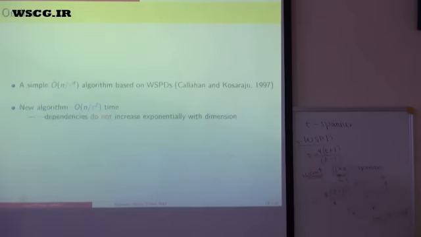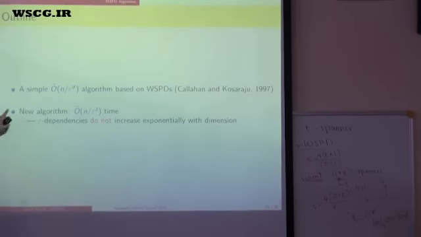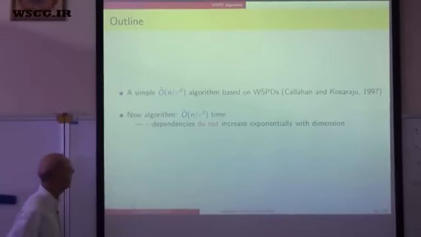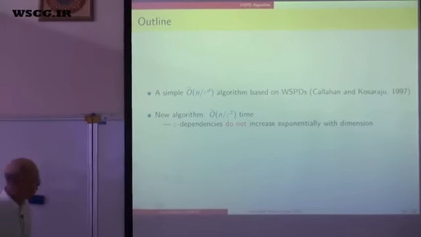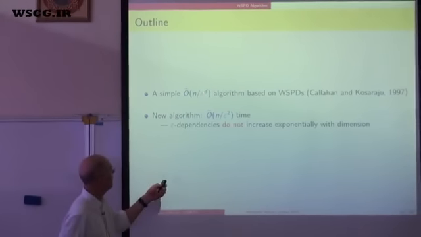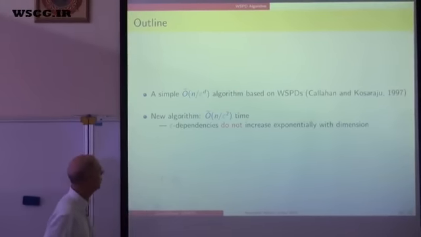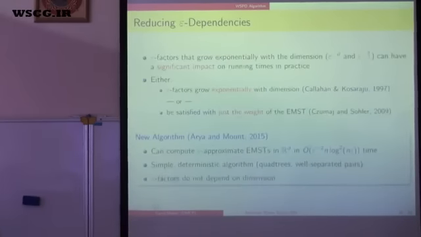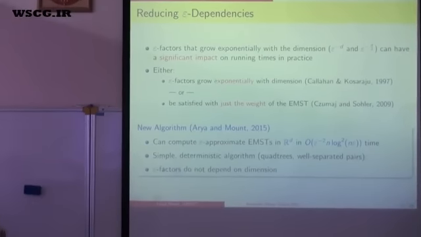Okay, so I've given this first result here. What I want to do next is present this more recent result, which, like I said, the main thing here is this improvement in the running time. The key thing is that the epsilon dependencies do not grow with the dimensions. So let me, again, go into this idea a little bit further.